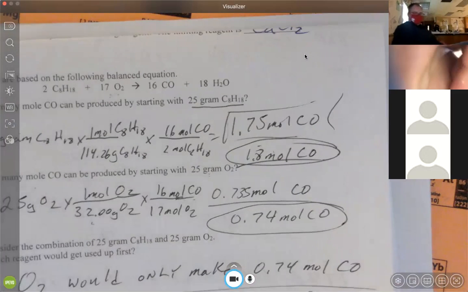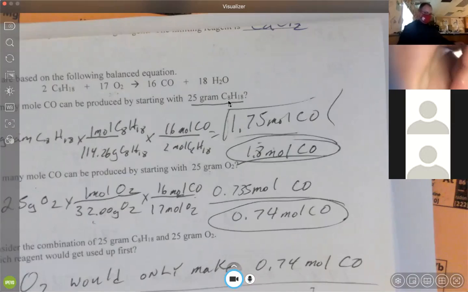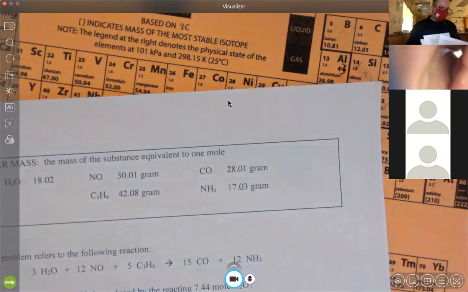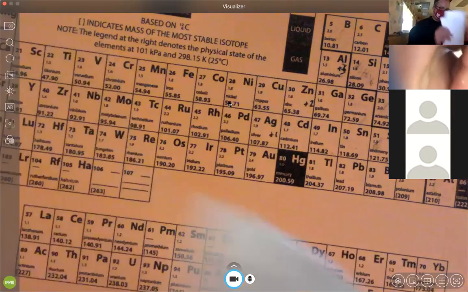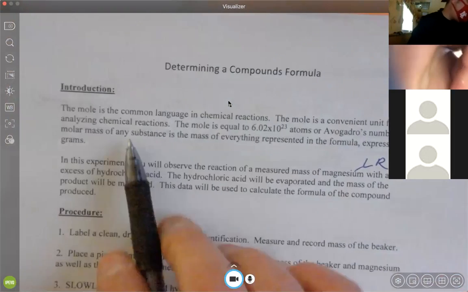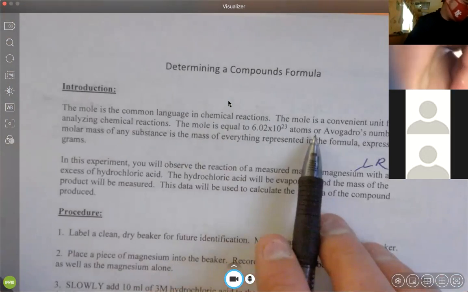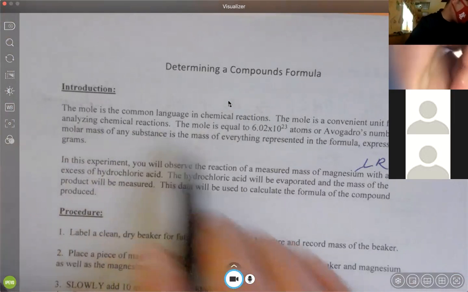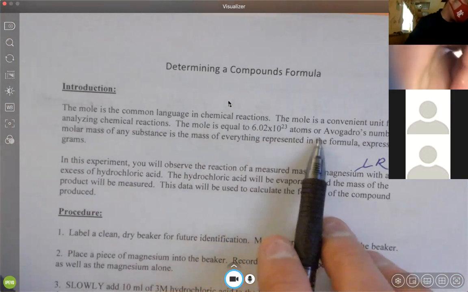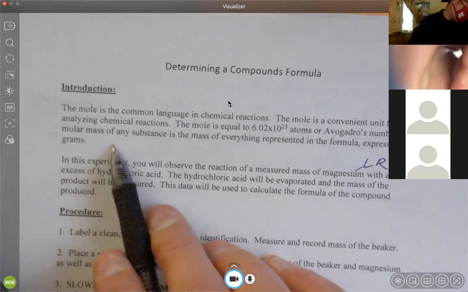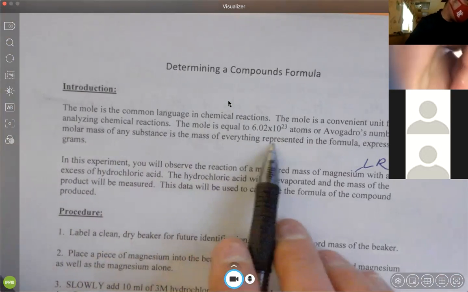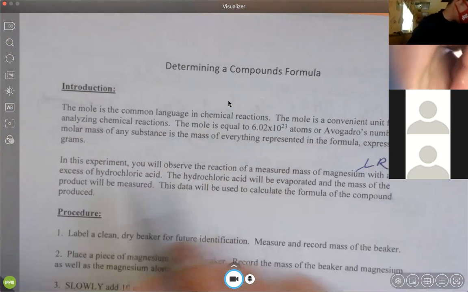Cool. You are to finish up this packet for this evening. Let's take a quick look at the laboratory. So it says the mole is the common language in chemical reactions. The mole is a convenient unit for analyzing chemical reactions. The mole is equal to 6.02 times 10 to the 23rd atoms, or Avogadro's number. The molar mass, found from the periodic table, is the mass of any substance.